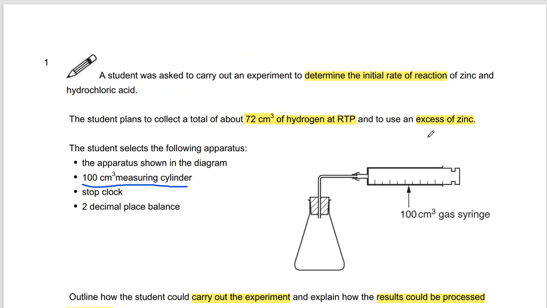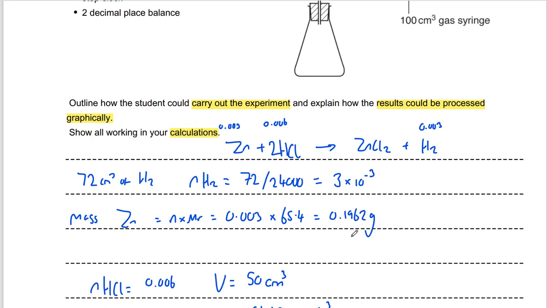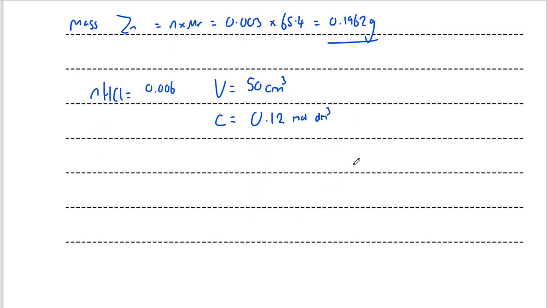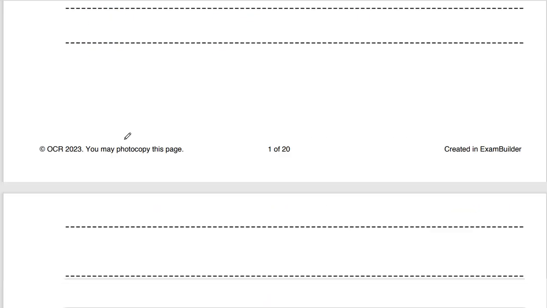Okay, we've worked out how much we need as a minimum of zinc. We need to use at least 0.1962, probably about 0.25 to be certain. And then we need to work out the amount of hydrochloric acid, and we've done that. We've picked a volume and we've picked a concentration that makes sense. What we've got to do is write up the rest of it now.